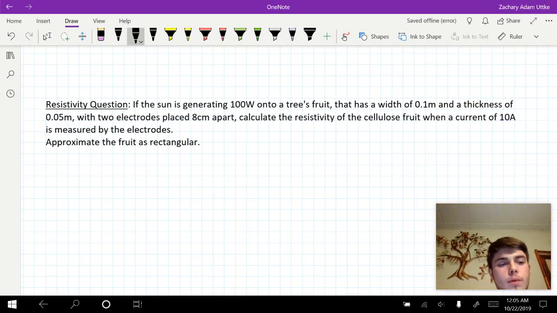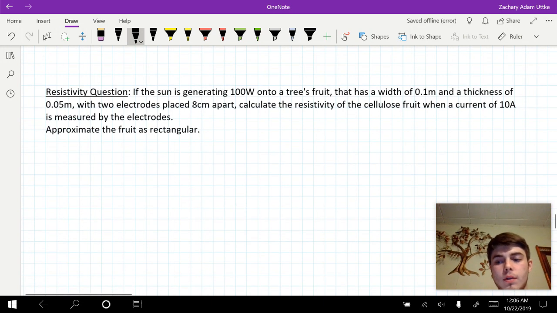Hello everyone, we're going to look at a resistivity question that I've kind of made up. So let's look at how to solve this.